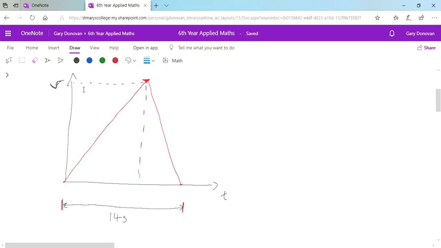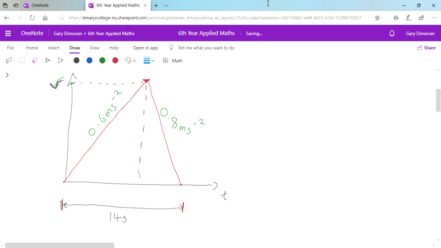Initially the lift is accelerating, so its speed is increasing at a rate of 0.6 meters per second squared. We know that that's equal to the slope of this line. And then it's decelerating at a rate of 0.8 meters per second squared, so that would be the slope of this line. We don't know the maximum velocity, so we'll just call it v.